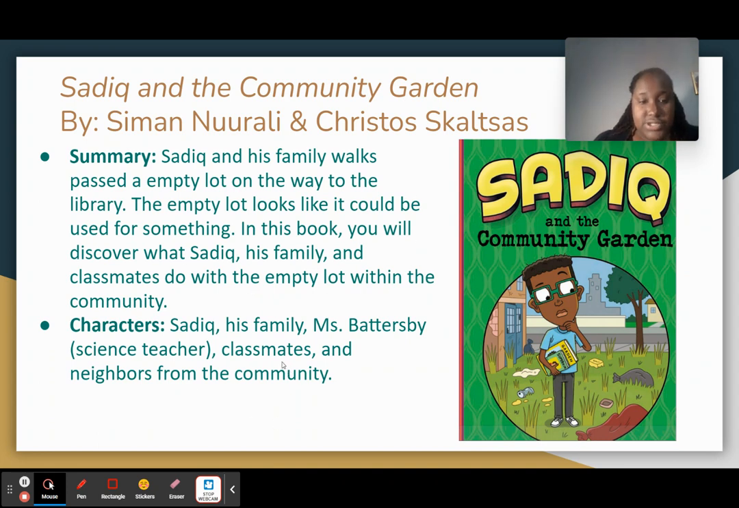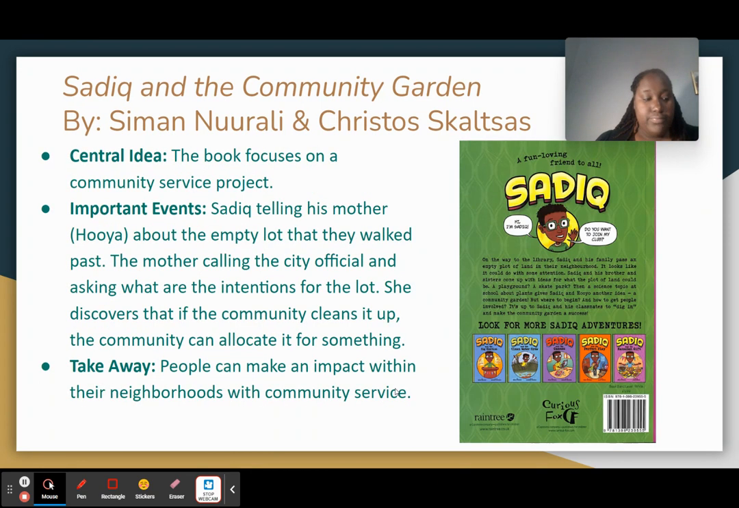The characters in this story, we have Sadiq, his family, Mrs. Battersby, which is the science teacher, his classmates, and neighbors from the community. The central idea for this book, the book focused on community service projects. So that's the main idea here.